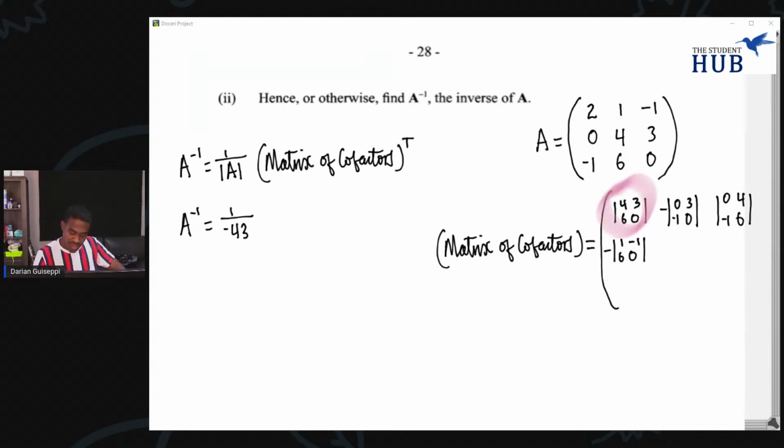So this one was positive. This we change the sign. This was positive, right? So this one was negative. So it's an alternating of the signs. So that is something that you have to be mindful of as well, right? So let's look at the next element.